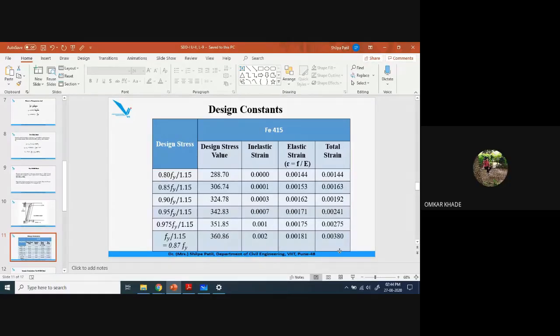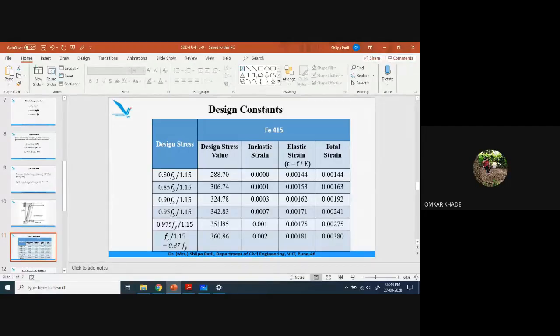Ma'am, if the design stress is given between 0.80 and 0.85 fy upon 1.15, then instead of calculating the whole table, can we not just find only one single row? Yes. No problem in that case. But suppose the stress value comes out to be between 0.95 and 0.975. Only these two values you can calculate and then find the interpolation. No issues. But you should know basically how to calculate the values.